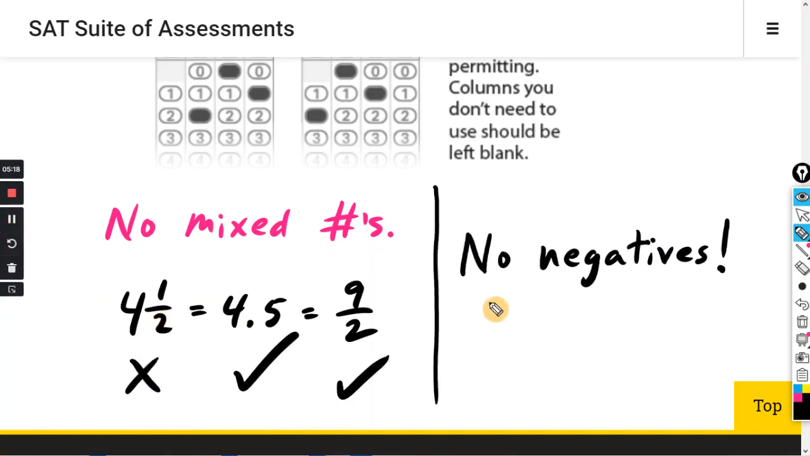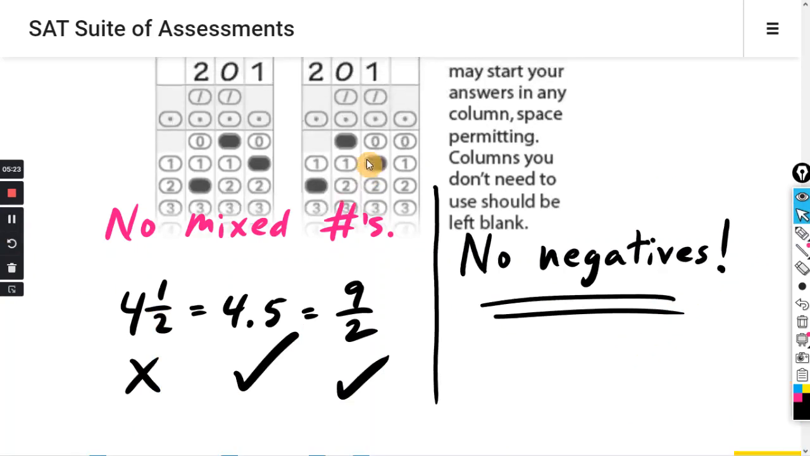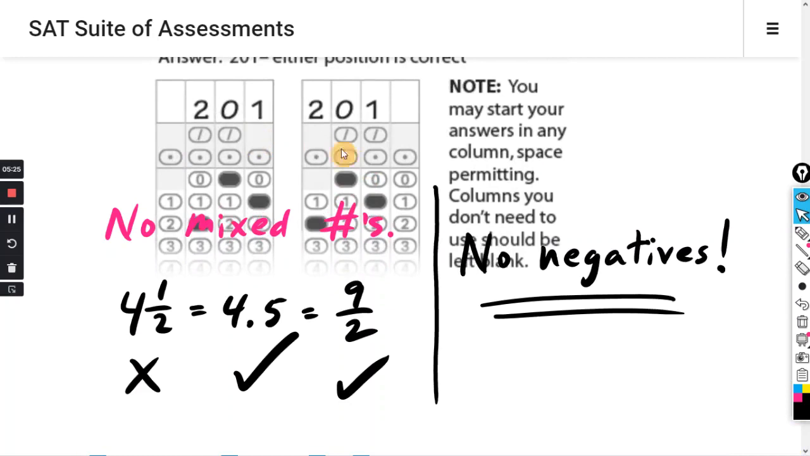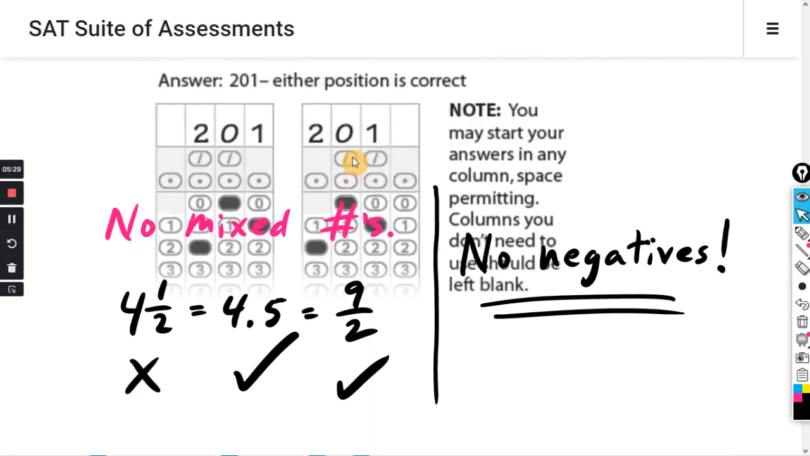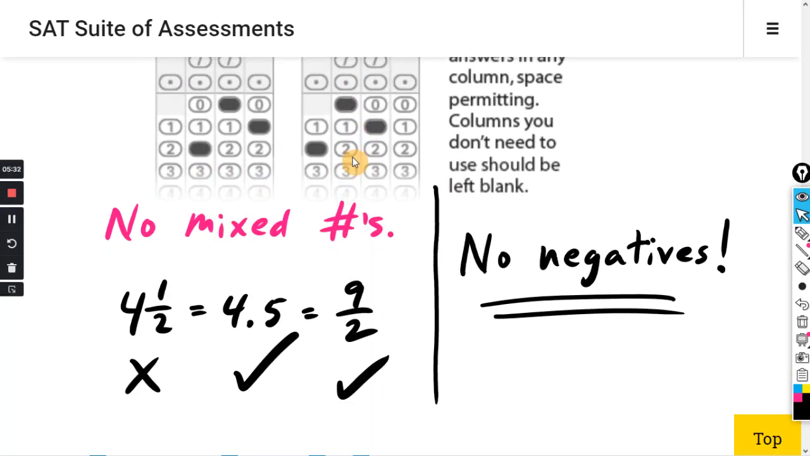And finally, you want to remember no negatives. Okay, there is no negative sign in these grid-in questions. So no negatives. The lowest answer in this section is going to be 0. Okay, 0 or positives only.